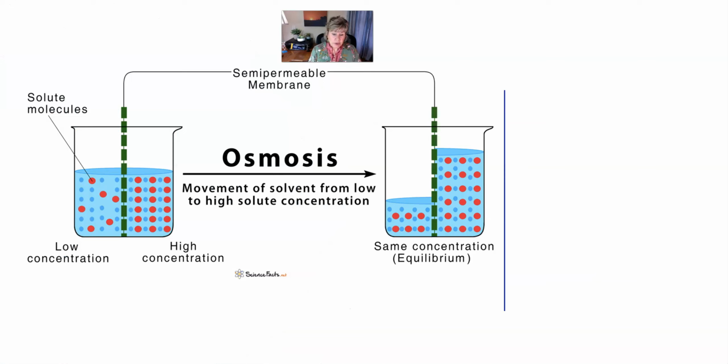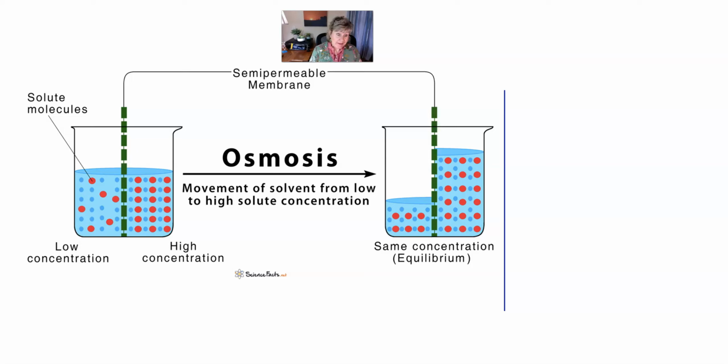Okay, I wanted to show you this. This is how osmosis works. So take a look at the beaker on the left-hand side. Remember that osmosis is the diffusion of water across a semi-permeable membrane. A semi-permeable membrane, like your cell membrane, allows water to cross it, but doesn't allow a lot of other things like sugar molecules to cross it.